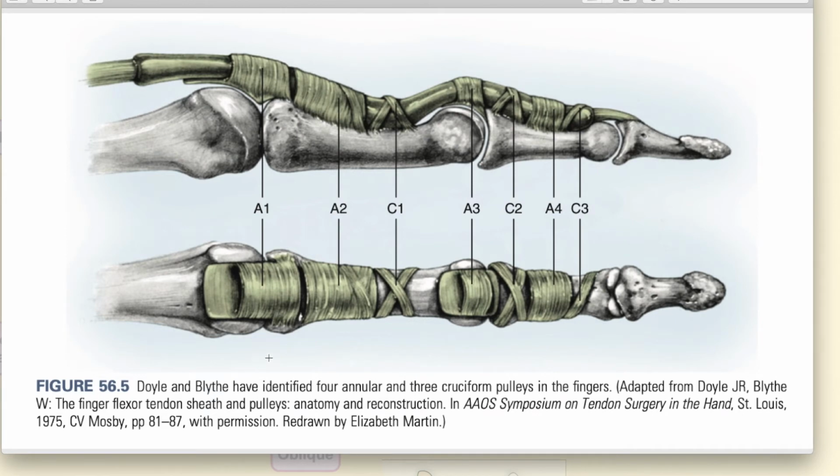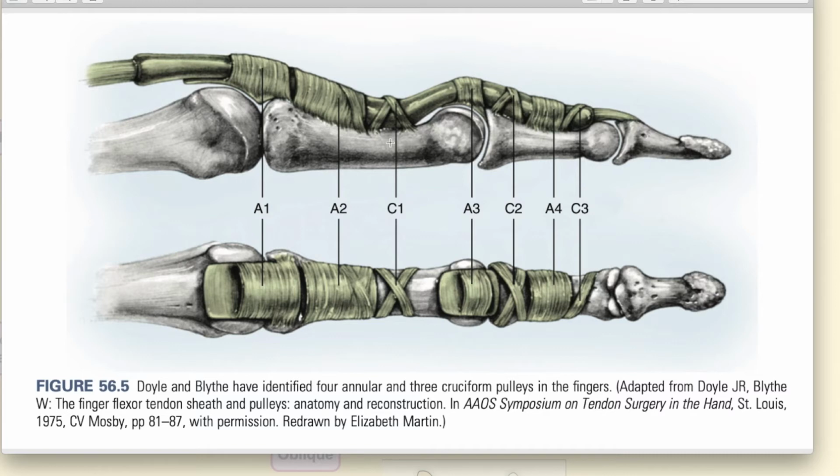They have identified 4 annular and 3 cruciform pulleys in the finger. The first pulley, A1, is situated here around the metacarpophalangeal joint. A2 is around the shaft or the base of the proximal phalanx. The A3 is situated around the proximal interphalangeal joint, and the A4 is situated at the middle phalanx.